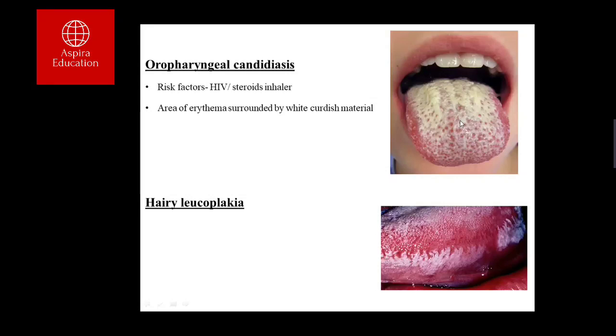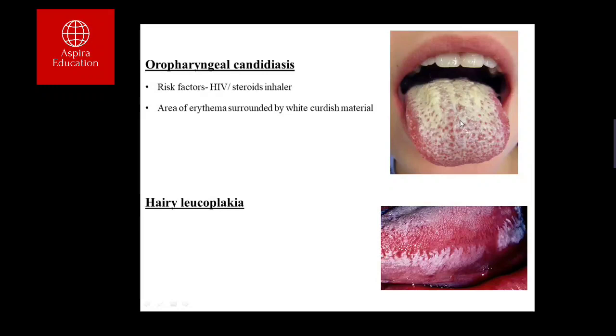So we have to give fluconazole. Usually tablets can be given, 150 mg to 200 mg for about 10 to 14 days. The treatment holds the same for esophageal candidiasis. A patient with esophageal candidiasis usually presents with some kind of dysphagia, and it is diagnosed on upper GI endoscopy.